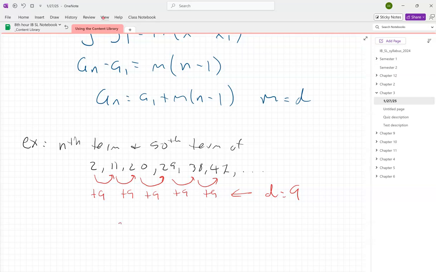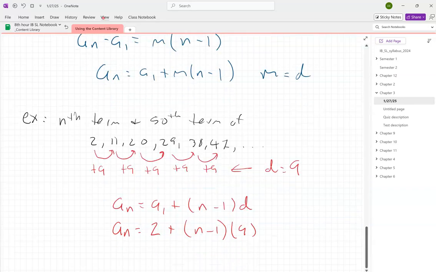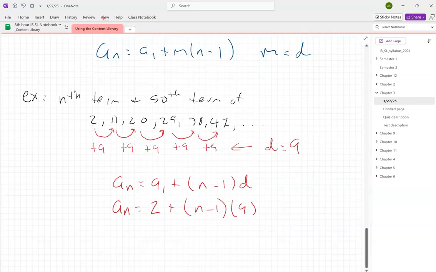Super easy, right? So then if I just take my formula and I fill in for the first term and my d, I can then distribute the 9 through and combine some like terms, and I get 9n minus 7.